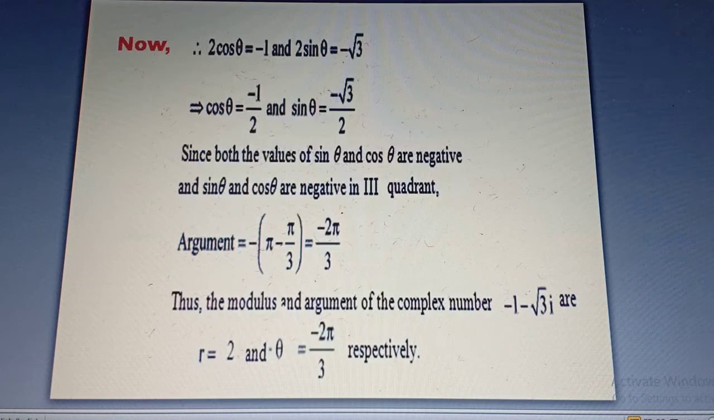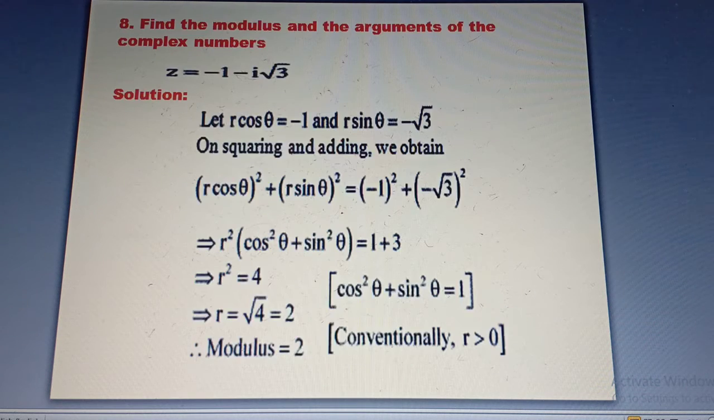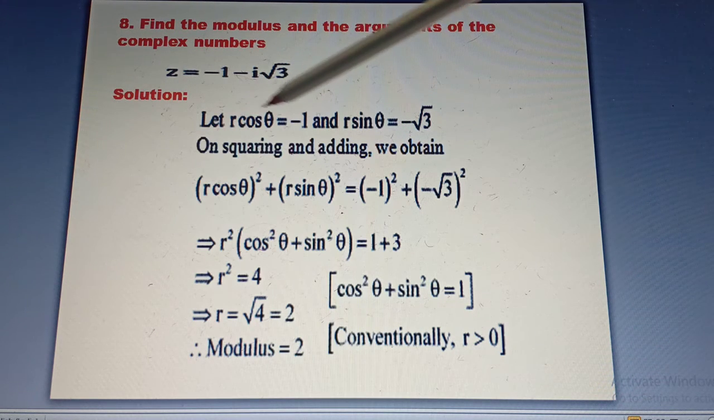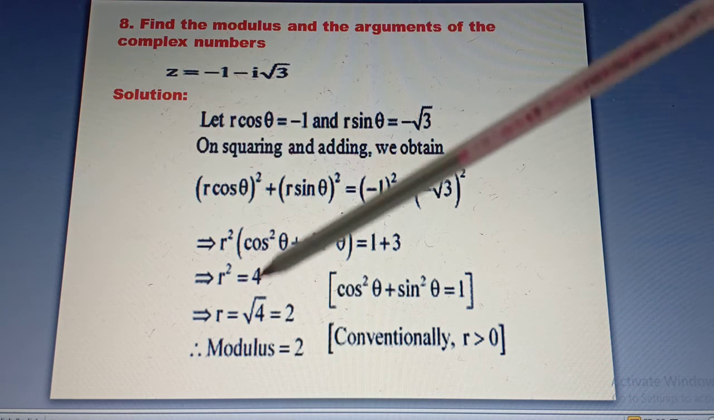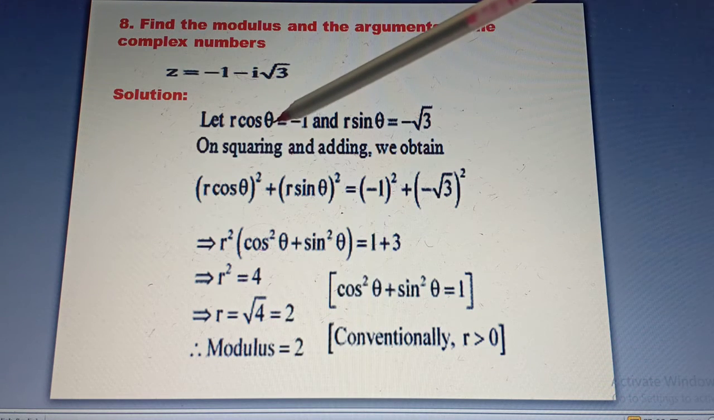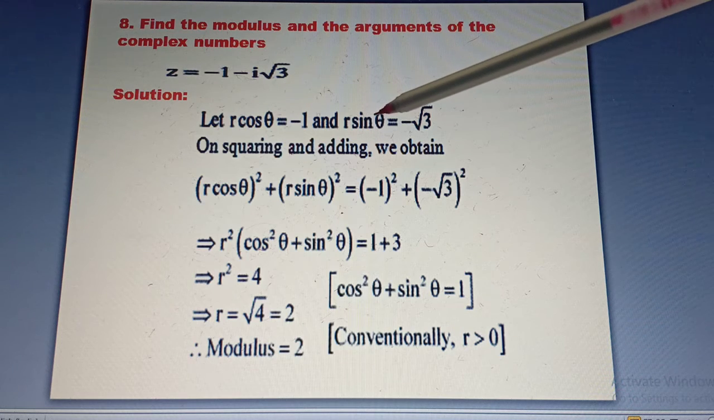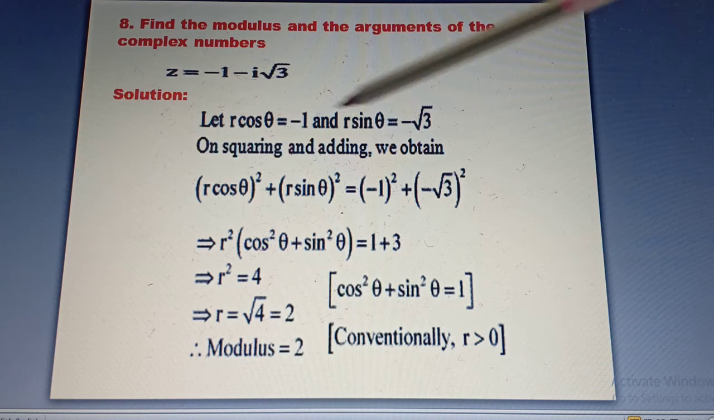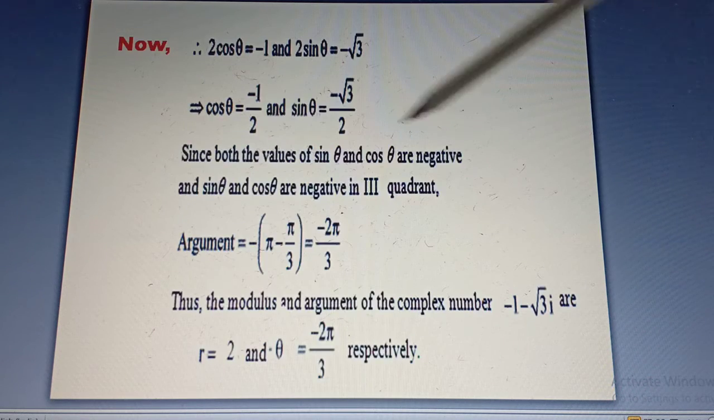The argument is theta. We have to find the value of theta, and tan theta is sin theta by cos theta. So let us assume minus 1 as r cos theta and minus root 3 as r sin theta. Here r is the modulus and theta is the argument. We have got the value of r as 2, and now we have to find the value of theta. If you divide r sin theta by r cos theta, then r will get cancelled and it will be minus root 3 by minus 1, which is root 3.